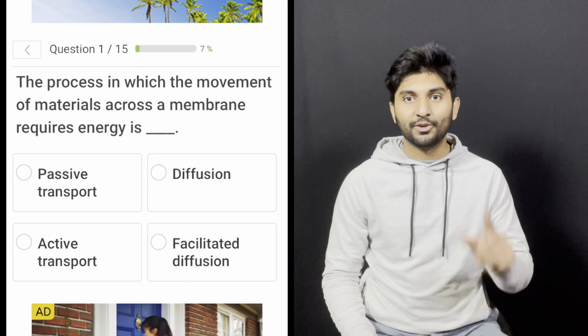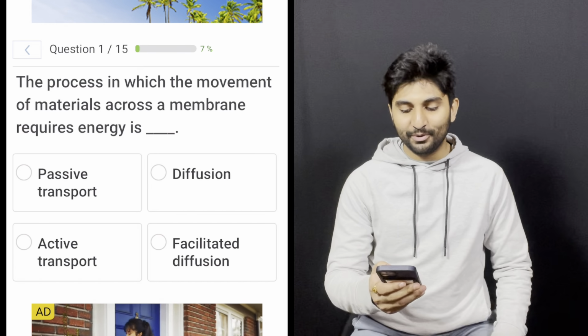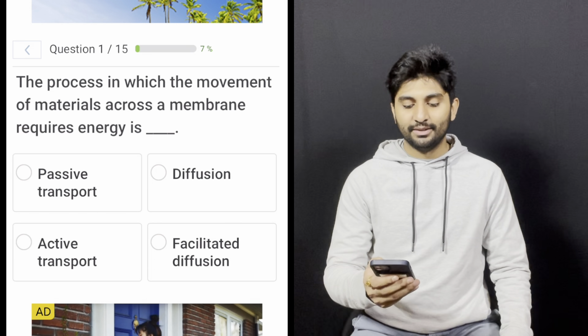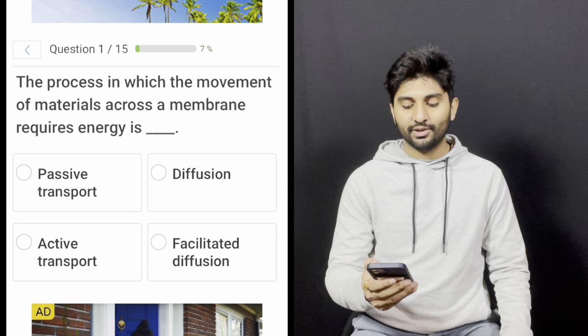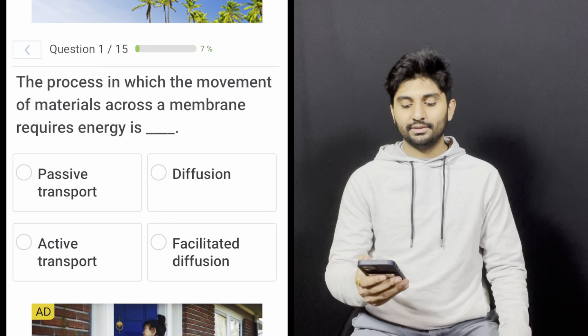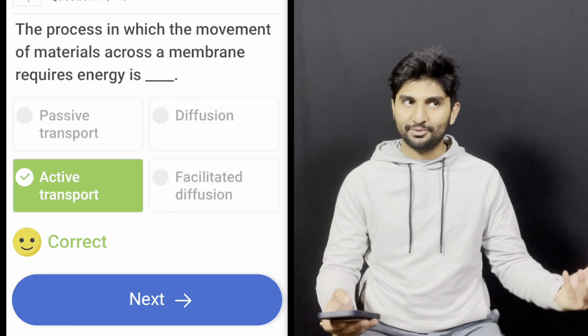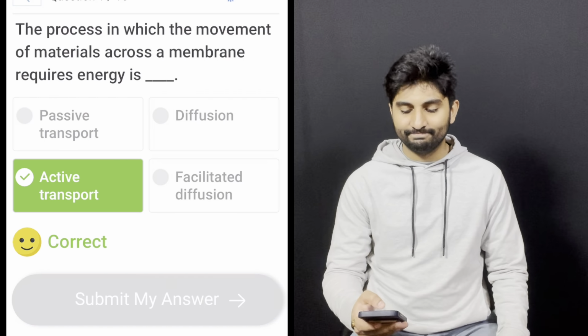Question number 1. The process in which the movement of materials across a membrane requires energy: passive transport, diffusion, active transport, facilitated diffusion. This is going to be active transport. That's correct. That's a pretty straightforward, easy one.